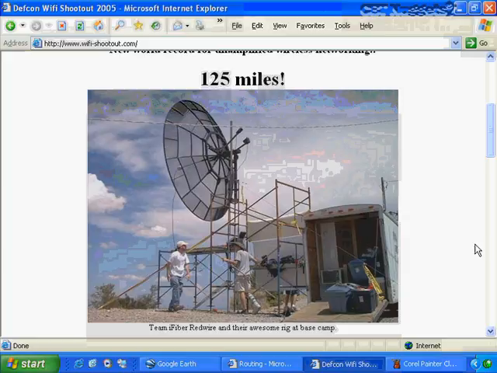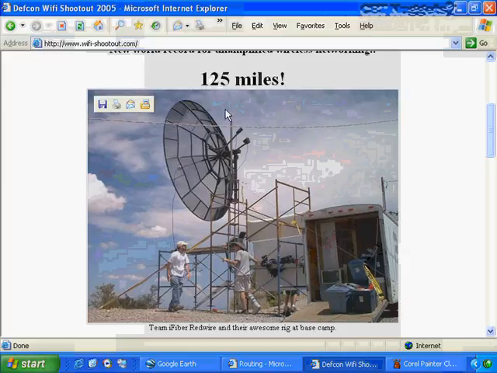And I actually met a couple of these guys. They probably don't remember me. I just chatted a little bit with them. And I saw them when they came back with this trailer and this truck. And on this truck, they had this big old parabolic-looking satellite antenna. That's how they were able to send and transmit these signals from 125 miles away.